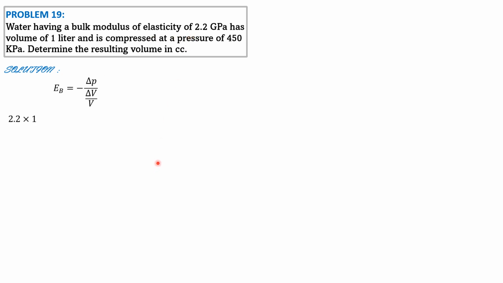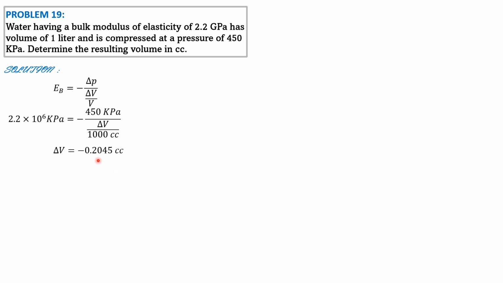Substitute into the formula 2.2 times 10 to the 6 kilopascals. That's gigapascal, so the pressure is in kilopascals. So we should express bulk modulus of elasticity to kilopascals so that the result will be consistent. Delta V will be in cubic centimeter. So solving for delta V is negative 0.2045 cubic centimeter.